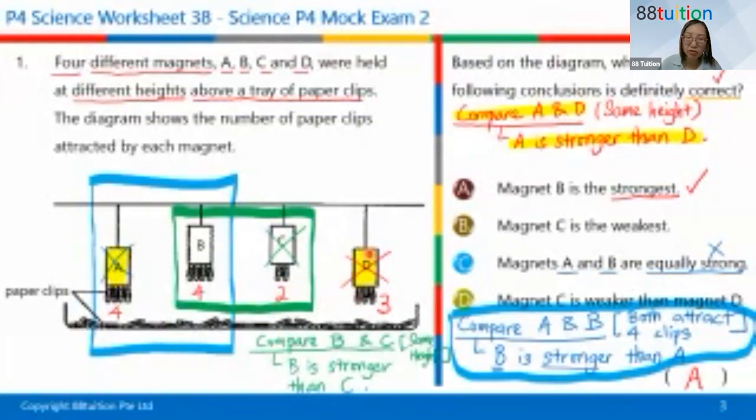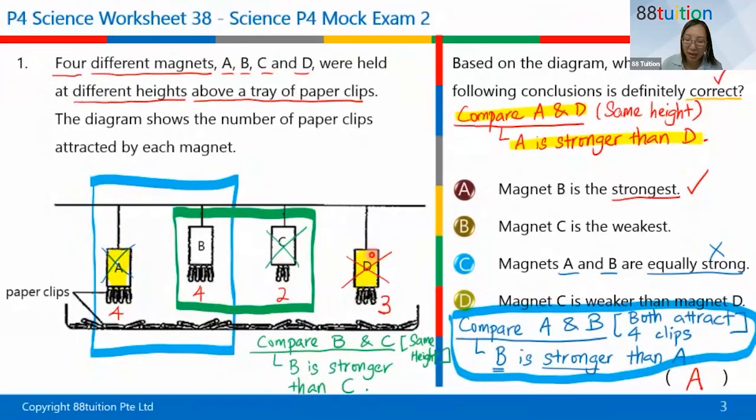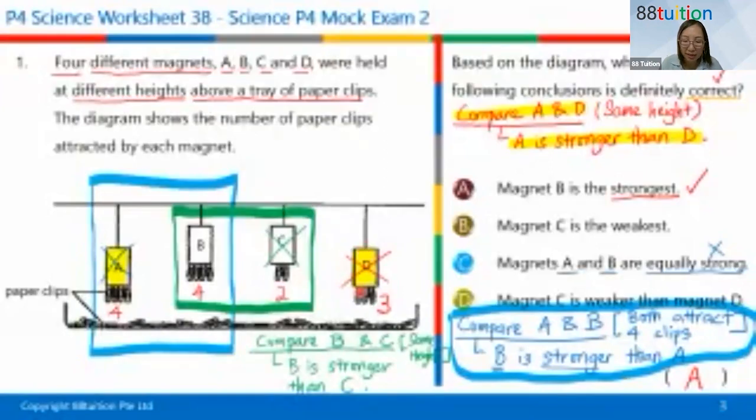So you need to have something that is the same for a fair comparison. Maybe C and D are equal strength, equal magnetism. But D is so near that the paper clips can attract 3. When you bring it to a higher position, of course it will attract less. So you cannot compare C and D because you have different height and different number of clips attracted. You must have something that is the same, then you can compare.